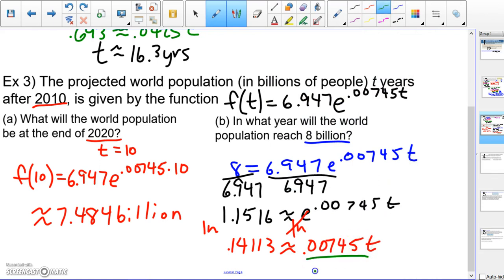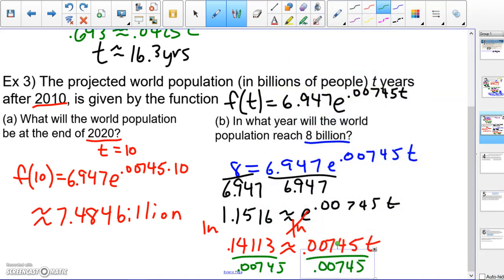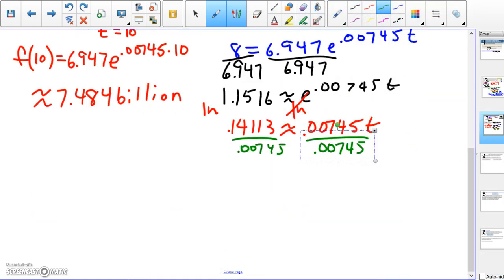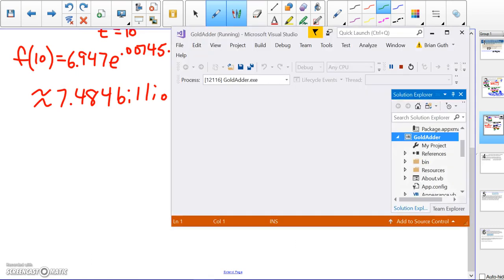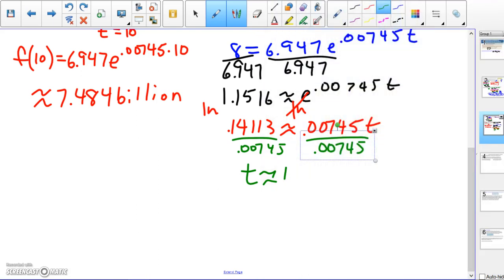And then lastly, of course, to isolate, we're going to divide that number that's already on my screen by 0.00745. We get about 18.94. So t is approximately 18.94, which is almost 19 years.